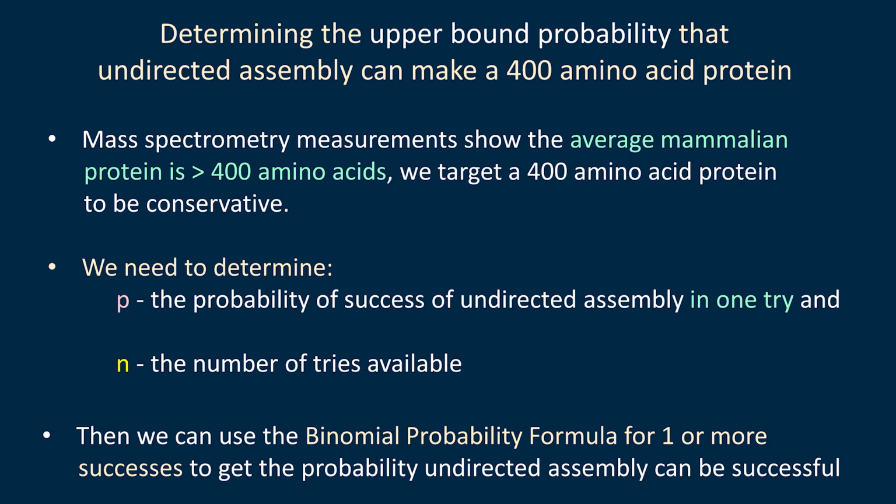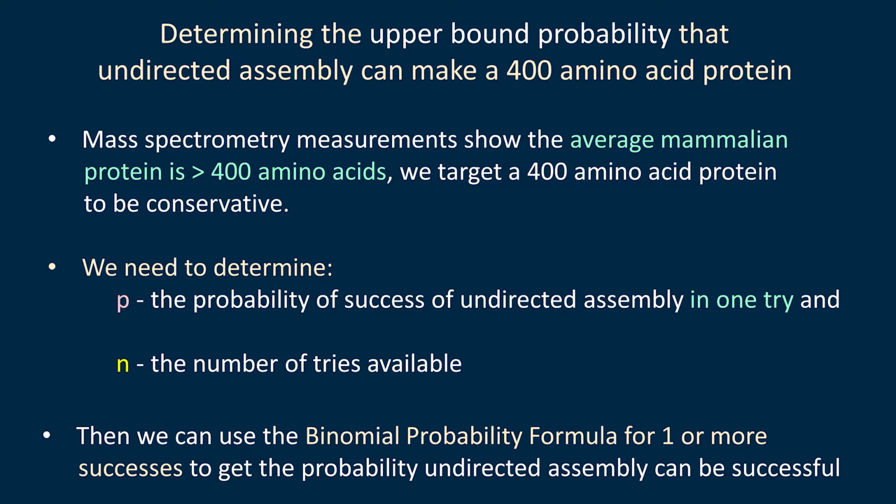Now we want to determine the upper bound probability that undirected assembly can make a 400 amino acid protein. And by upper bound probability, I mean the maximum probability, the highest likelihood. Now, mass spectrometry measurements show us that the average mammalian protein is greater than 400 amino acids, but we're going to target a 400 amino acid protein to be conservative.